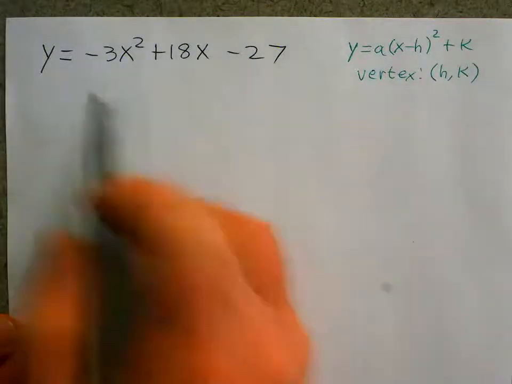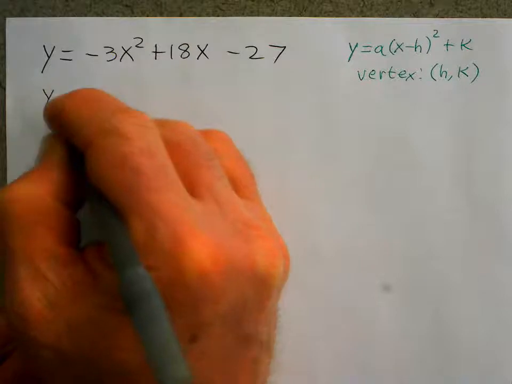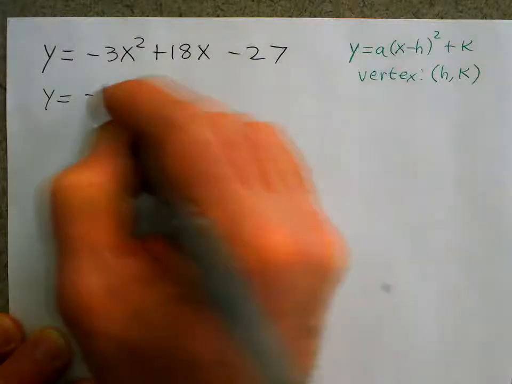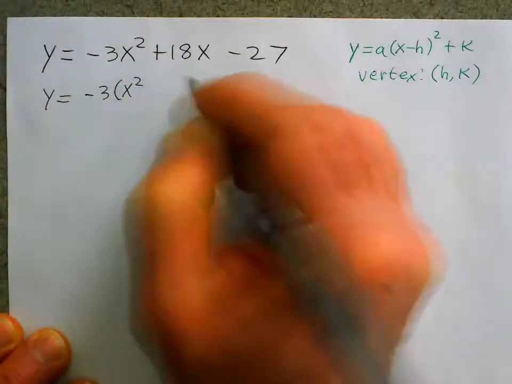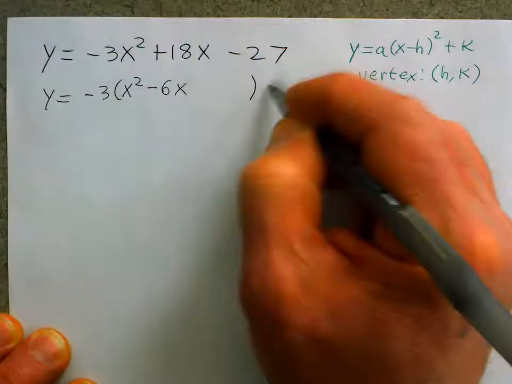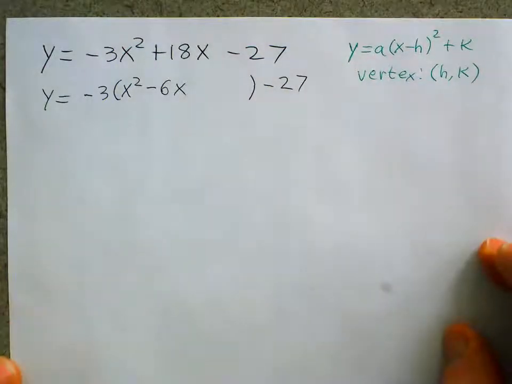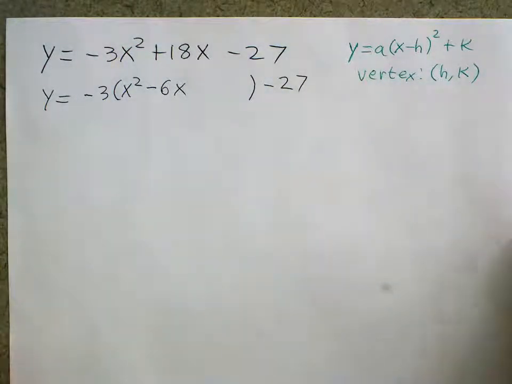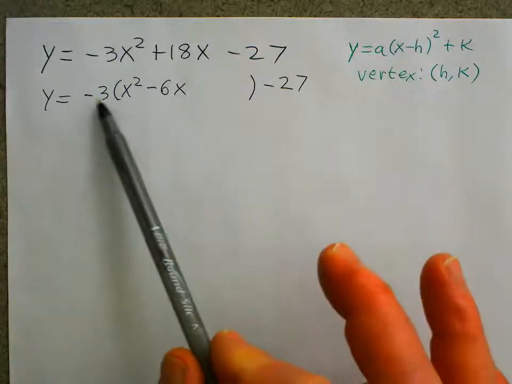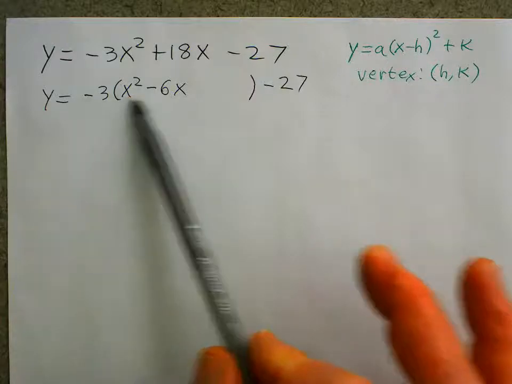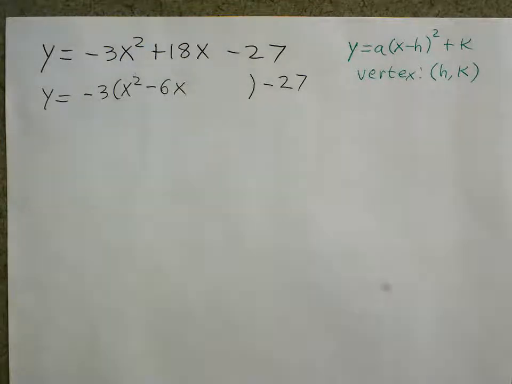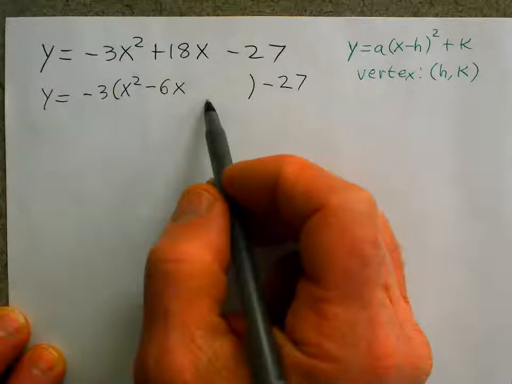Okay, to get this into vertex form, first we factor negative 3 out of the x squared term and the x term, but we leave the constant minus 27 outside of the factorization. And you can always check your work along the way by multiplying. Negative 3 times x squared minus 6x is negative 3x squared plus 18x. So we move to the next step.